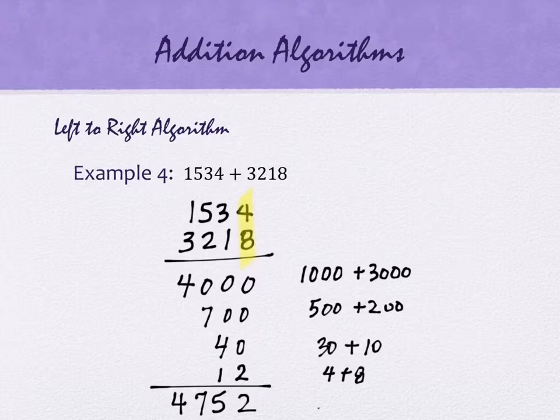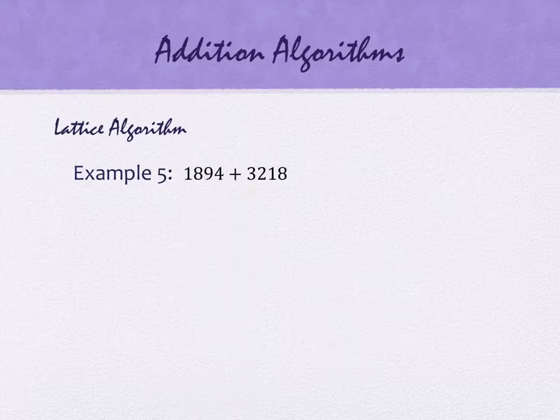All right, lattice algorithm. We're going to have a lattice algorithm for multiplication. We have the lattice algorithm right here for addition. They do a really nice job of hiding the regrouping that's happening. And I don't mean hiding as in it's a bad thing, but as in it lines things up really nicely so you don't have to feel the regrouping quite happening the same way. So let me show you how it works.